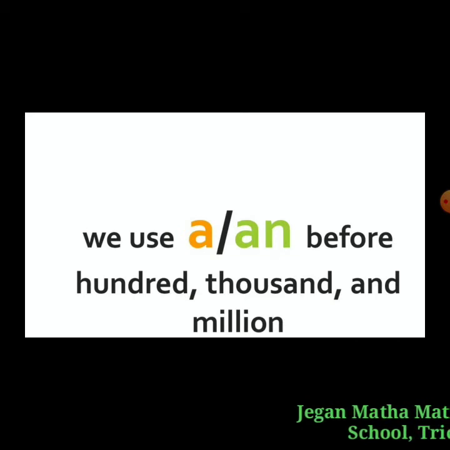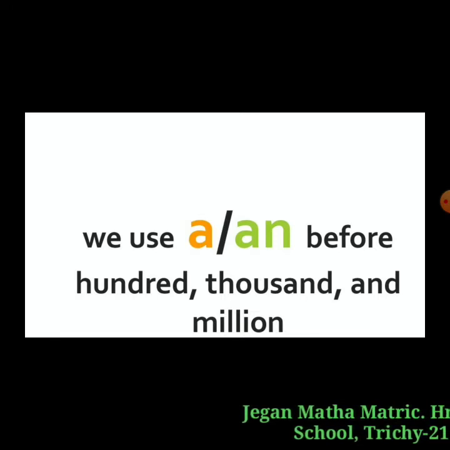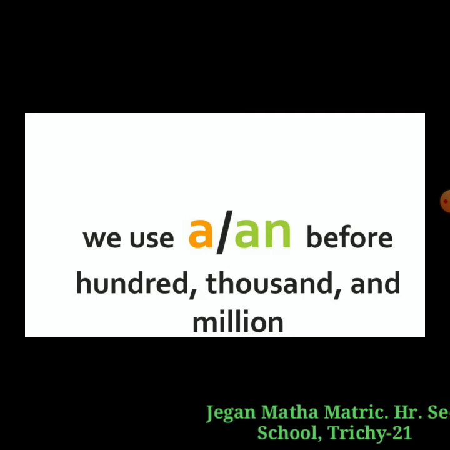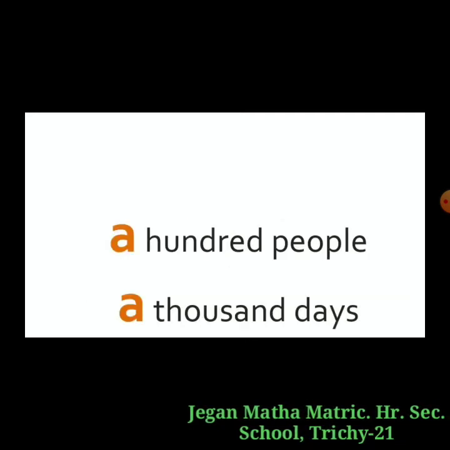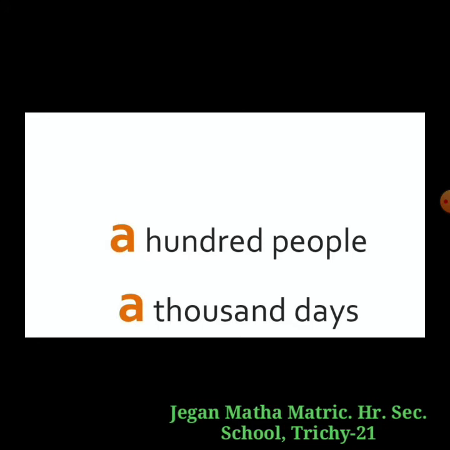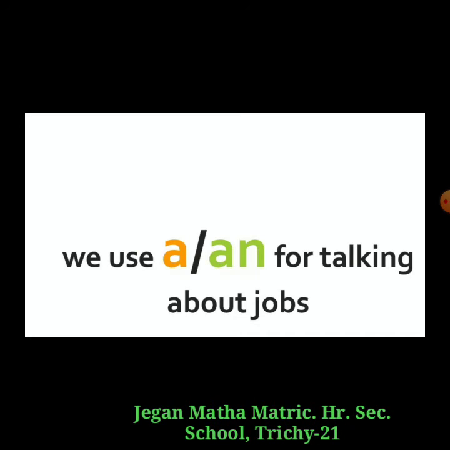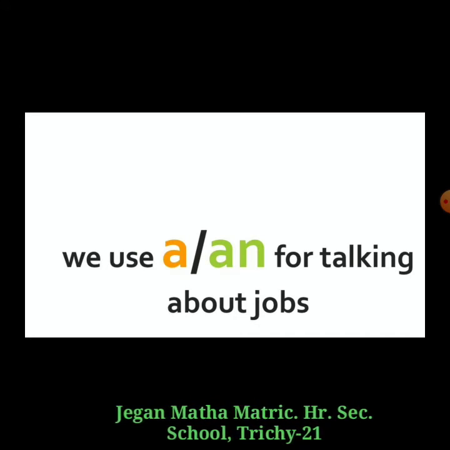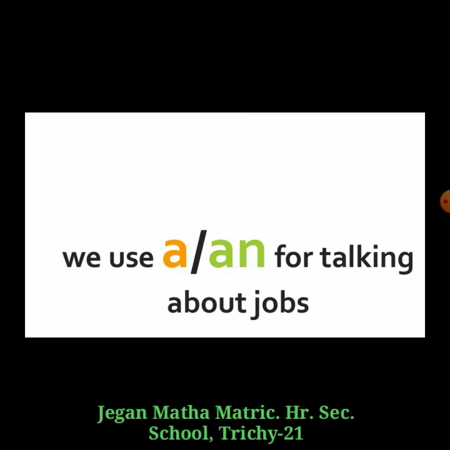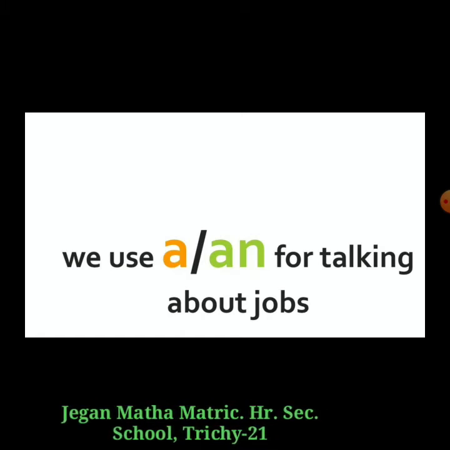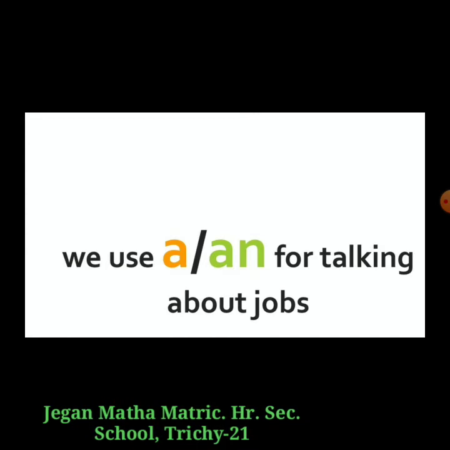We use "a" and "an" before 100,000 and million. If the particular amount is mentioned, we can use "a", otherwise "an". So where will you use "a" and "an"? For example, a hundred people, a thousand days. We use "a" and "an" for talking about jobs also.